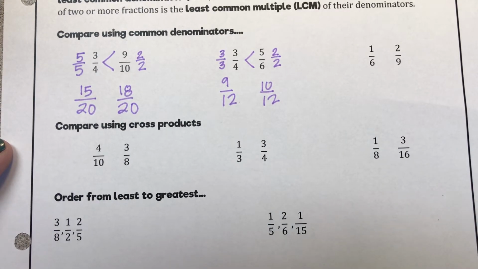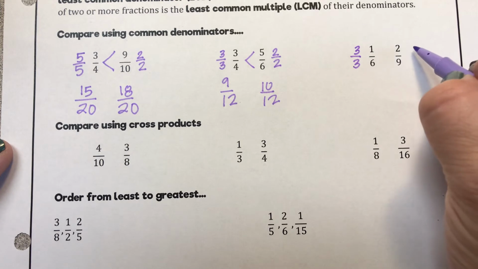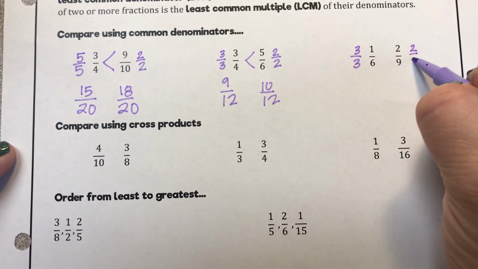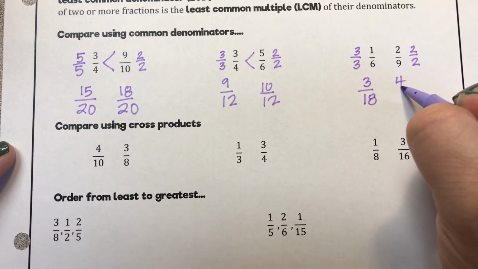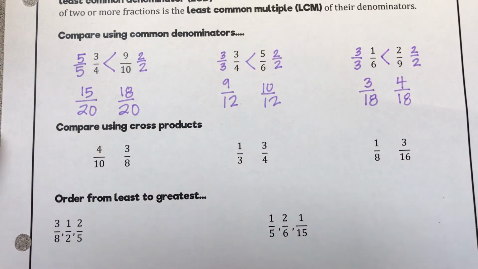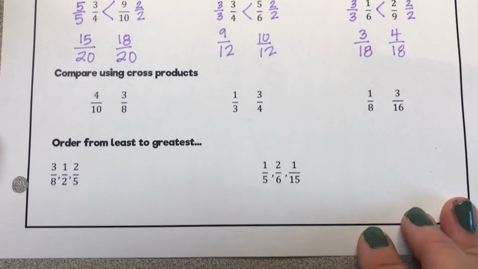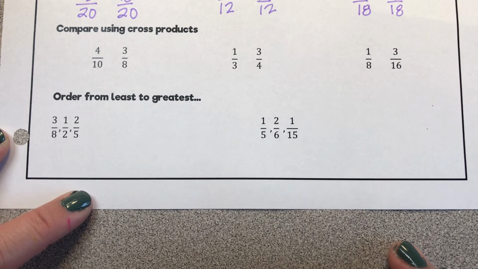And then this last one, we have 1 over 6 and 2 over 9. A common denominator would be 18. So you would multiply by 3 over 3, by 2 over 2, 3 over 18, or 4 over 18. Which one is larger? 4 over 18. Okay, and then this next section, now we can use cross products to compare.